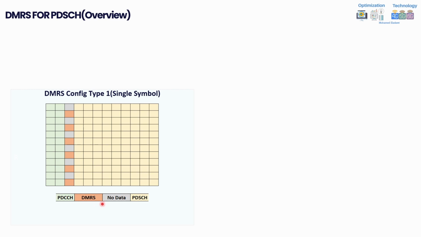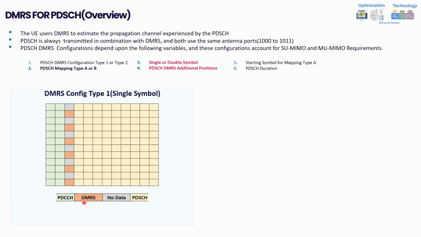The second part is that both are using the same antenna ports. Let's assume that currently PDSCH is using antenna port, for example, 1000. This means DMRS will also be using the same antenna port. And one more point to highlight about the characteristics is that the DMRS has a very flexible configuration. What it means is that it has a wide range of configuration. Let me show it to you here.